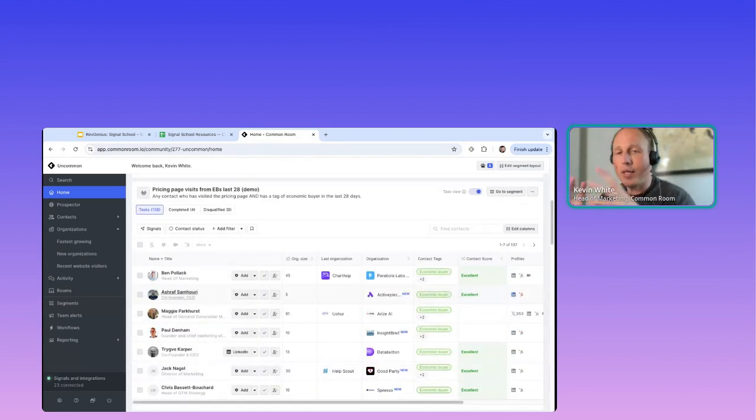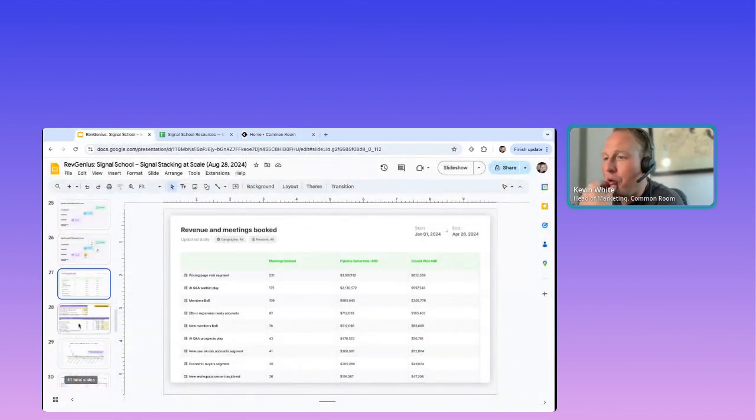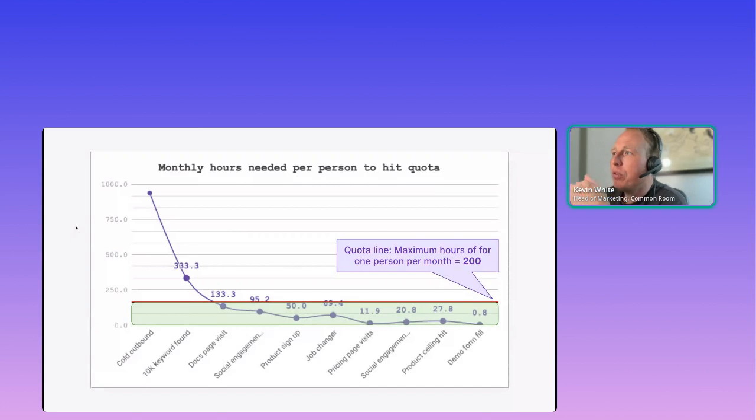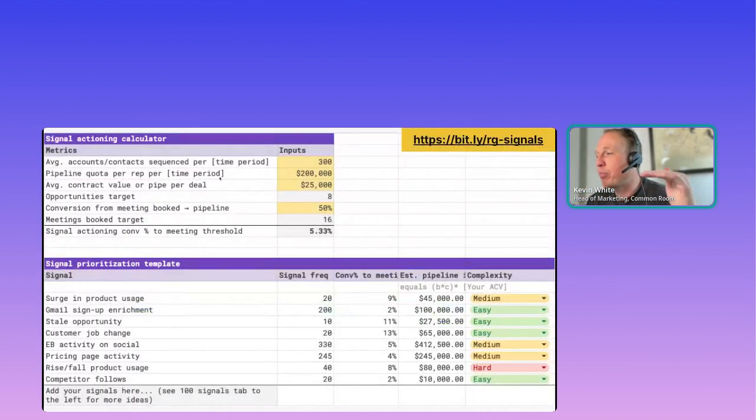This gives your teams a way to execute the signal-based approach in a prioritized way. Let me go to this slide here. Once you benchmark, you can measure your signal frequency, and this is in the spreadsheet that I shared. For each play, here's the number of signals we're getting on a weekly or monthly basis, here's our conversion rate to meeting, and here's how much pipeline that is getting us.